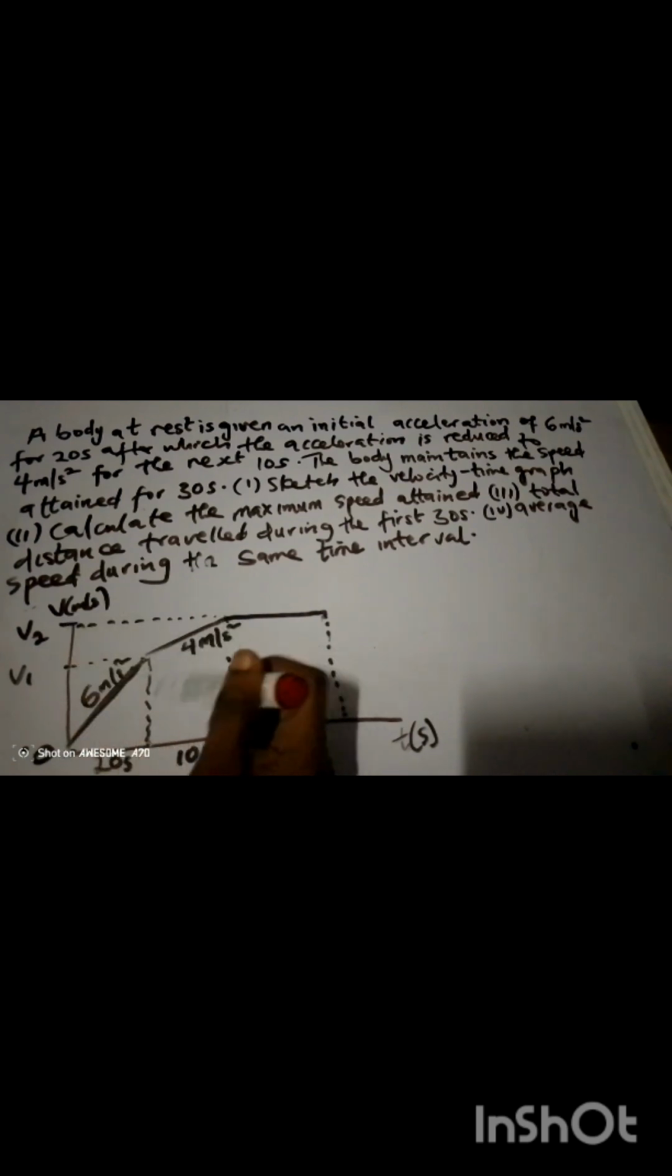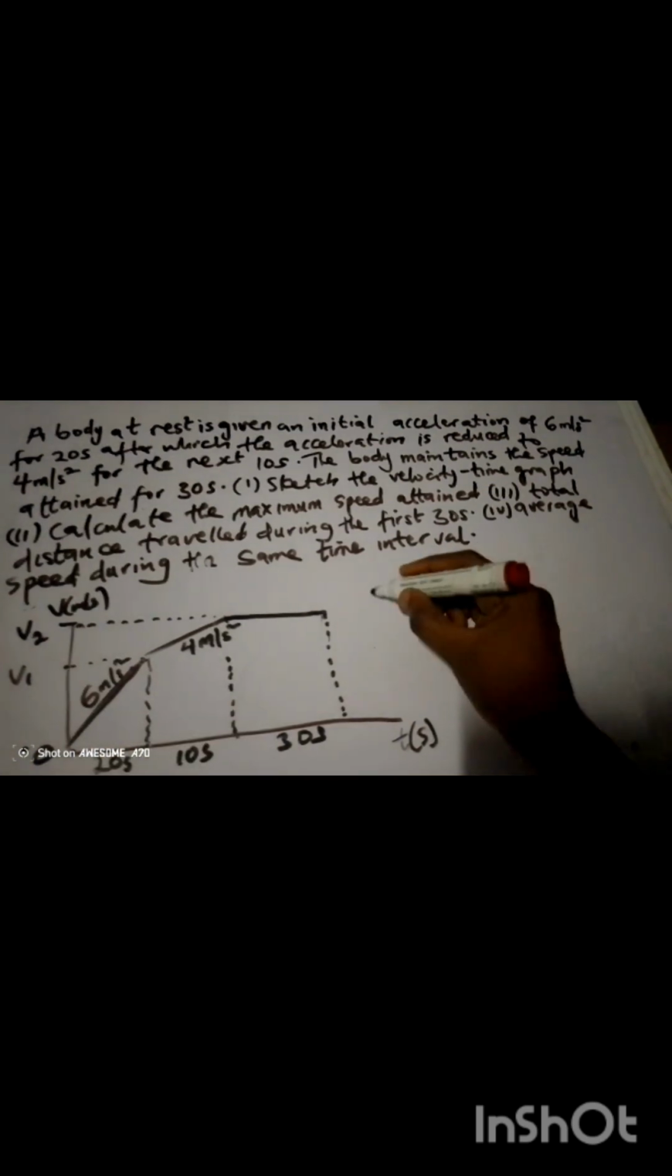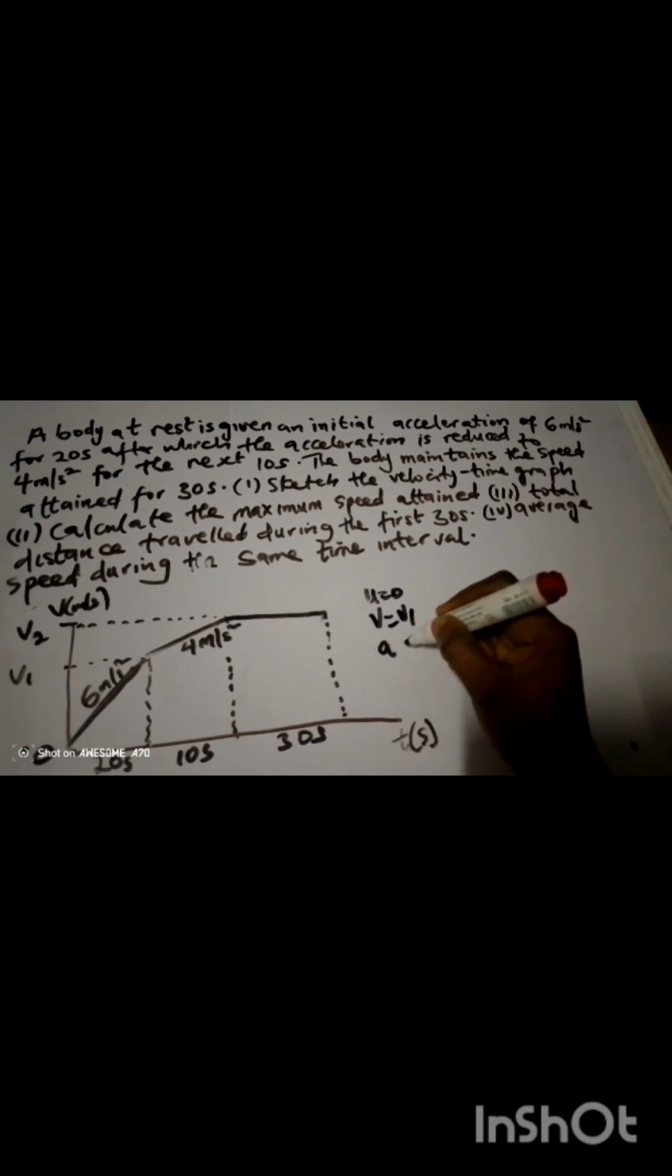Before we attain this second velocity, we need to first determine the first velocity, that is, this v1 needs to be determined. To determine v1, we take parameters of motion around this place, where we have our u to be 0, our final velocity v to be v1, our a to be 6, and our t to be 20. That is, from here to here is 20.